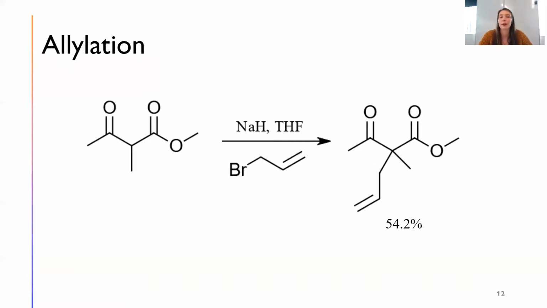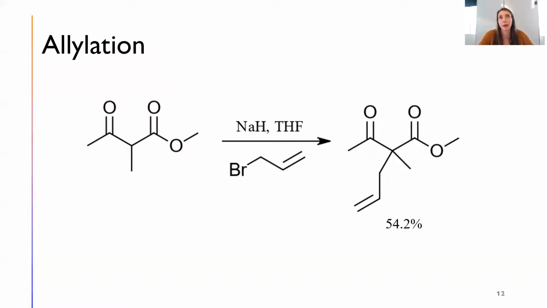The following step is the allylation reaction, and this step I got a considerably less favorable percent yield. This was frustrating at first, but eventually we figured out that it's probably because the THF had peroxides in it, which essentially means that it was expired, and the presence of the peroxides in the THF was affecting the reactivity of the reaction.